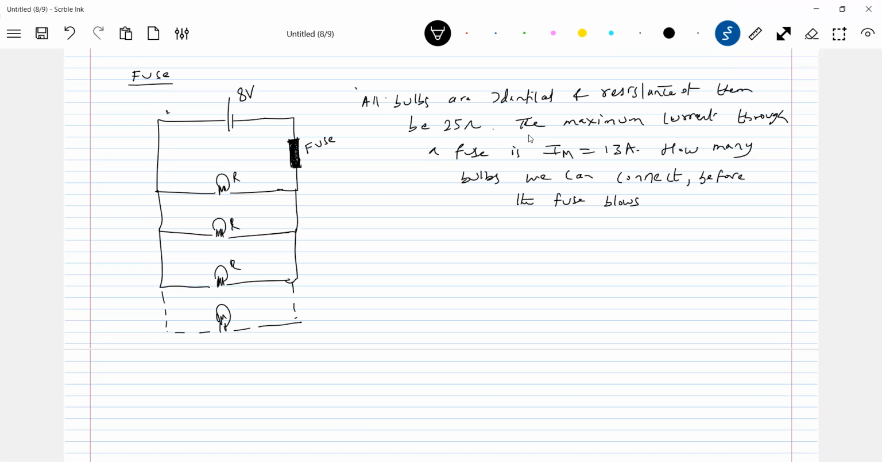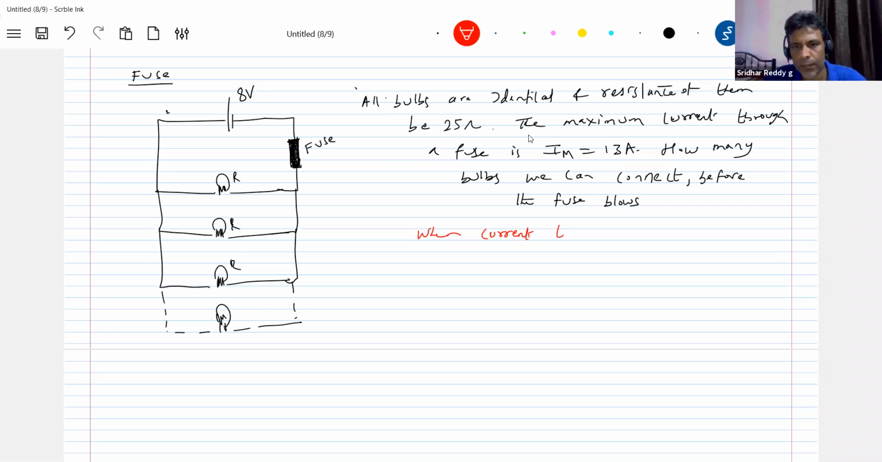So I'll put a condition. What is that? When the current through a fuse is greater than IM, the fuse will burn and become an open circuit.